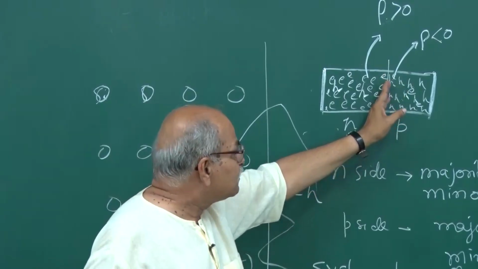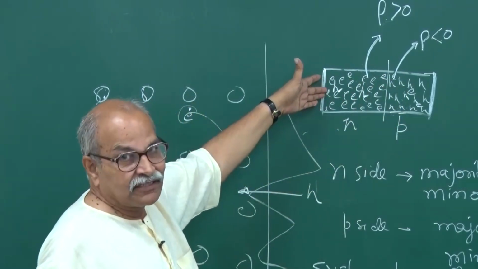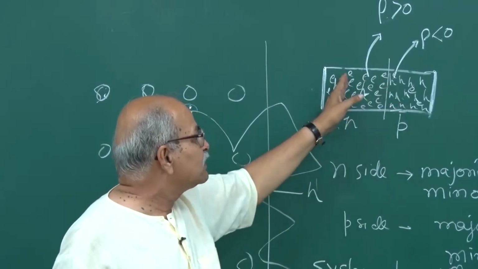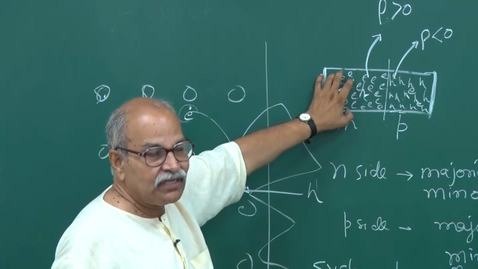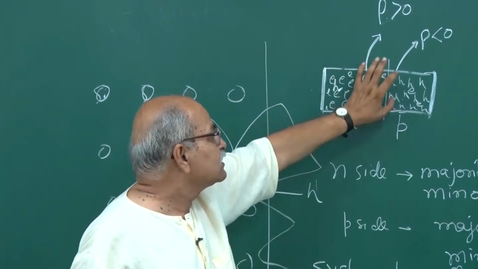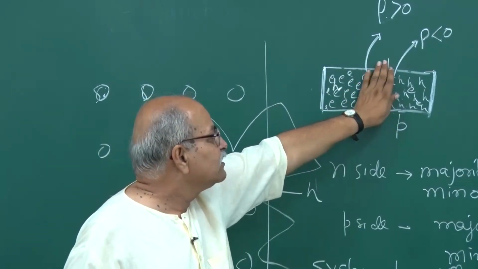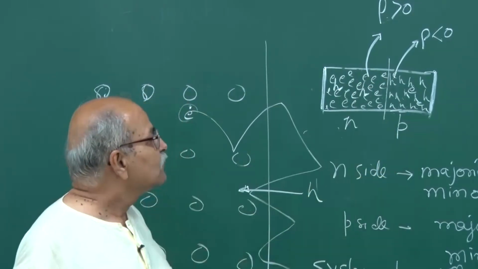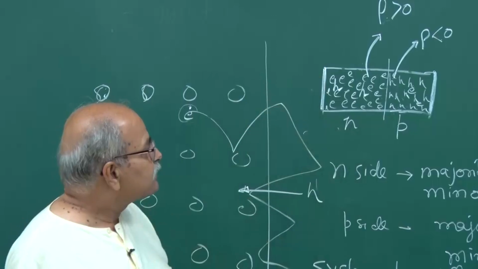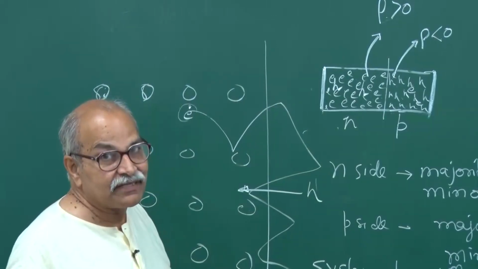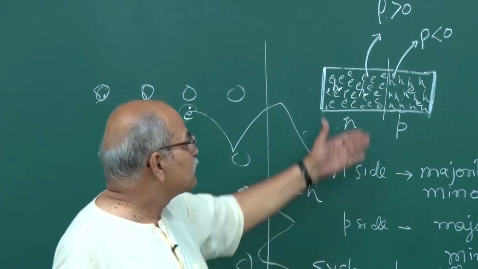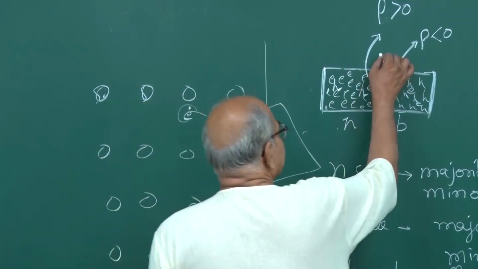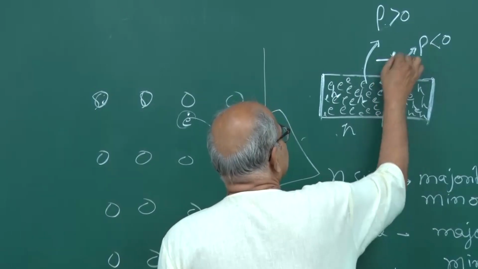But this thing does not extend up to the end. Close to the junction this will happen, and away from the junction the situation is still neutral. So, this charge density appears only in a small portion which is close to the junction. Why? That is because once the charge densities are there, you will also have an electric field. Okay? If the positive charge density is here, negative charge density is here, you will have an electric field like this.